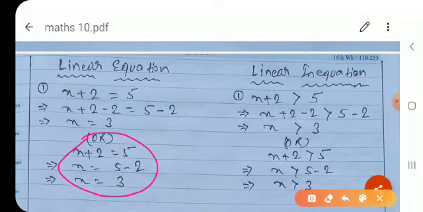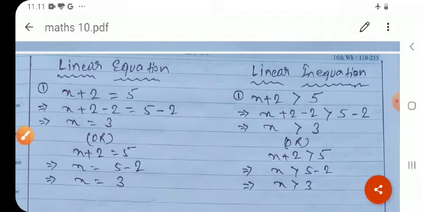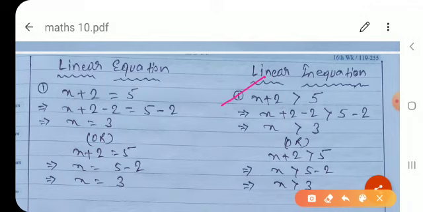You can apply this method also. Now, side by side I'll show you a linear inequation also. You see here, linear inequation: x plus 2 greater than 5. What is the difference between these two? Here there is an equal to sign and here there is a greater than symbol. Only this is the difference. Rest all things remain the same.